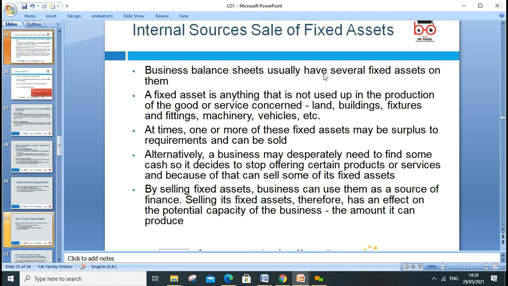A business balance sheet usually shows several fixed assets. A fixed asset is anything that is not used up in the production of the goods and services concerned: land, buildings, fixtures, and so on. At some time one or more of these fixed assets may be surplus to requirements and can be sold. Alternatively, a business may desperately need cash and decide to stop offering certain products and services, and the fixed assets can be sold. By selling fixed assets, the business can use them as a source of finance, and selling fixed assets can therefore affect the potential capacity of the business.